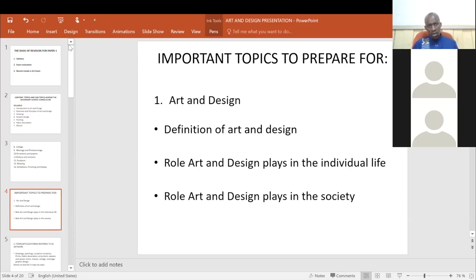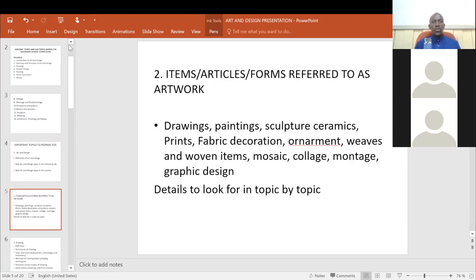Then, as part of the introduction of art and design, we have what we call the art forms. The candidates, or rather the learners, must understand that when you're talking about art and design, we can loosely define art as the act of transforming ideas into visual images. But then, the visual images, what are they? They are what we refer to as forms of art, or articles or items, or rather simply artworks. Now, what are some of these art forms or artworks?